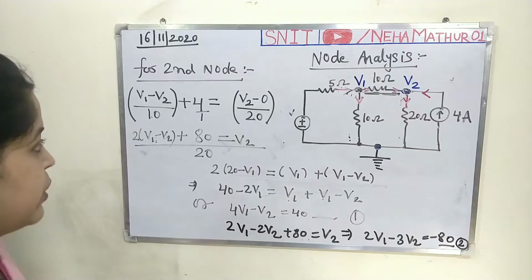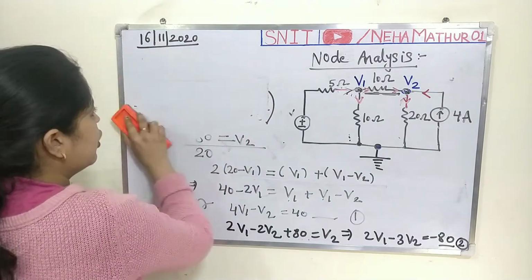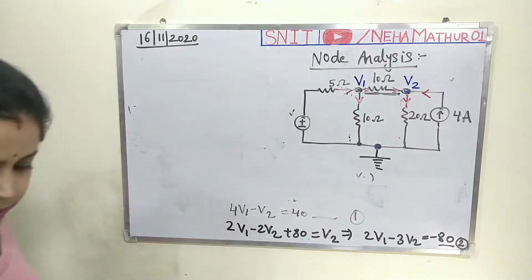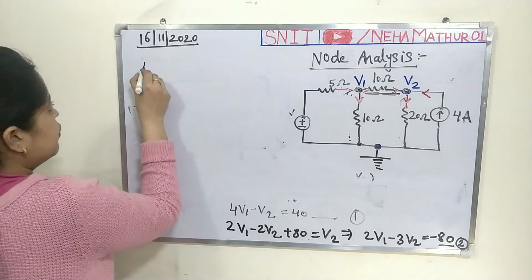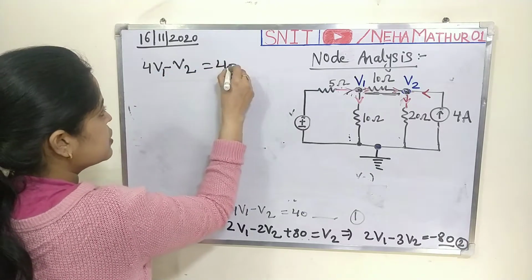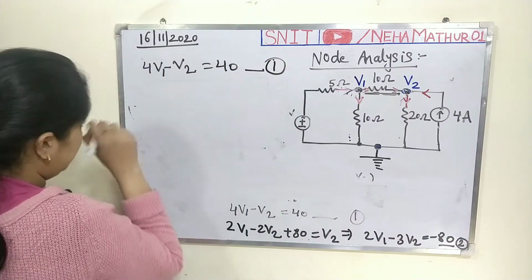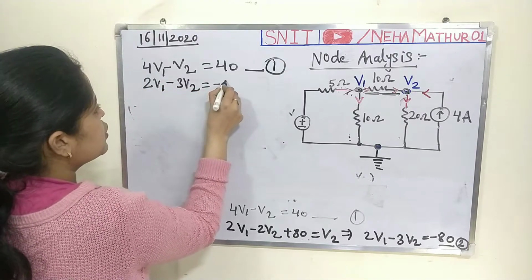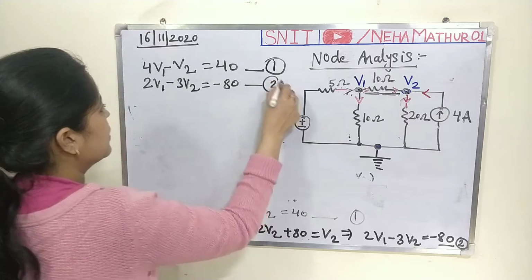So now you have two equations. Now I am erasing all the things and writing the simple equations. 4 V1 minus V2 is equal to 40. This is our equation 1. Similarly, 2 V1 minus 3 V2 is equal to minus 80. This is your equation 2.